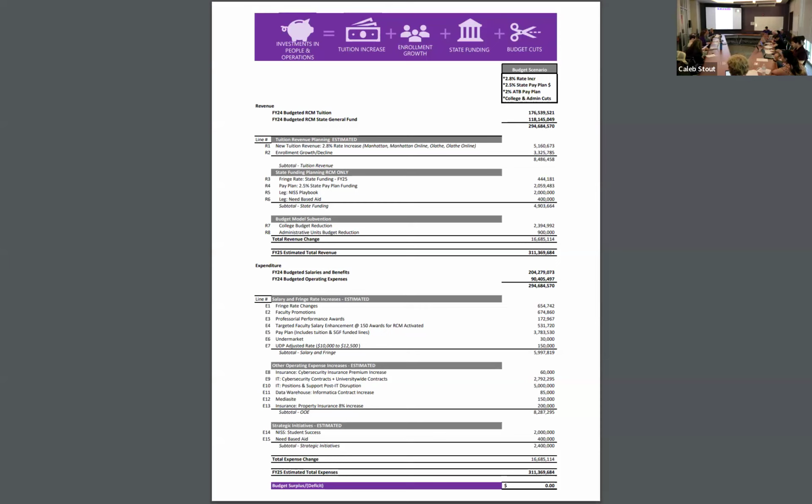We have the $2 million for the student success initiatives that the state is continuing to assist us with, and then that one for K-State. So those are the major investment areas that we're making next year.